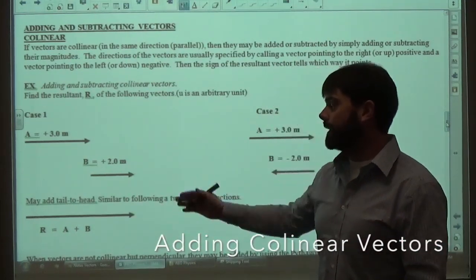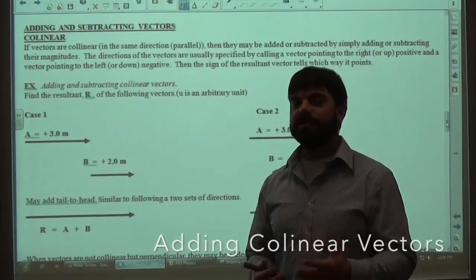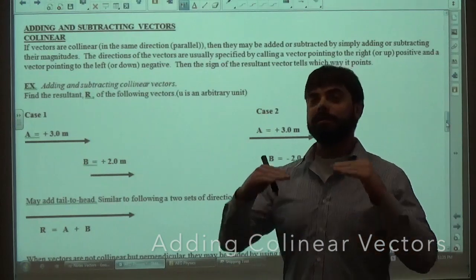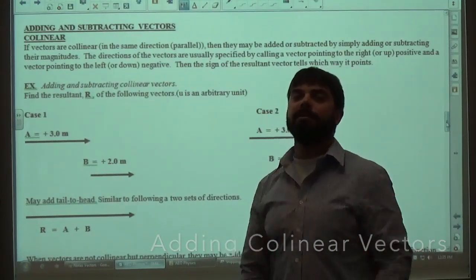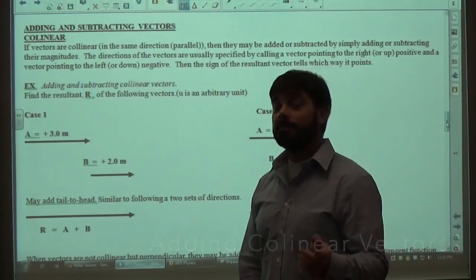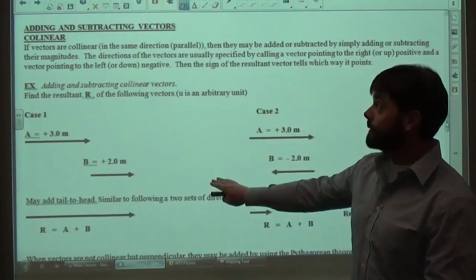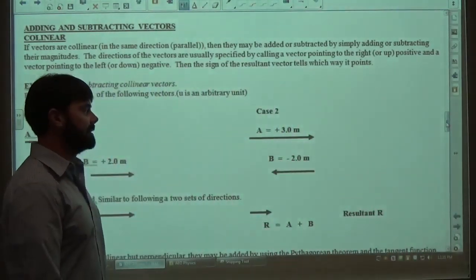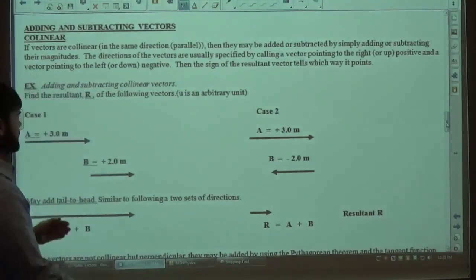Now, most vectors are not given to you in that simple of a fashion. You normally need to find the components and then do that. You find the horizontal and then find the vertical and add those together and then redraw. So I'll show you how all of that works. The first examples here are just adding and subtracting collinear vectors, so they're all pointed in the same direction. How does it work? Pretty simple.